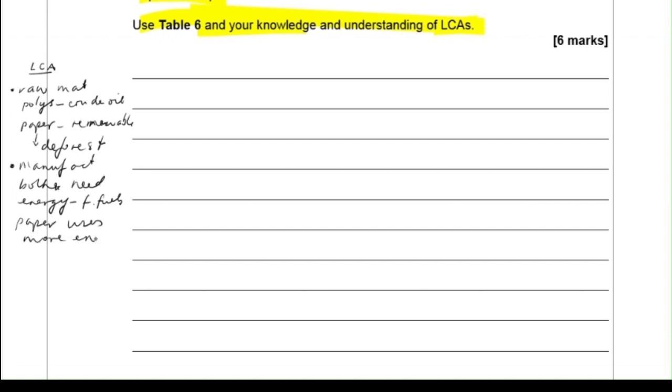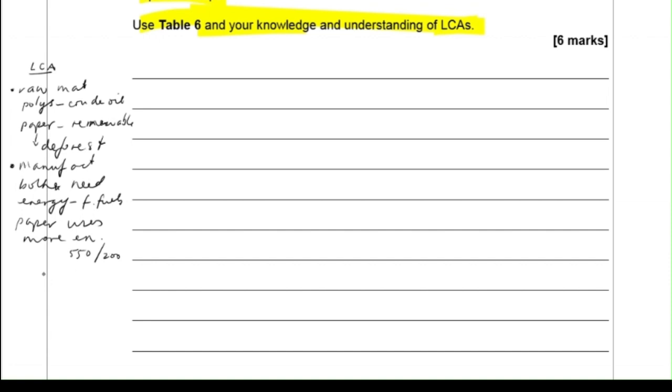For a paper cup, that's wood. That's its raw material, and it is renewable, but one of the negatives is deforestation. Manufacturing: they both require energy for manufacturing. Paper uses more energy and produces more CO2. Paper uses a lot of water, and it's heavier, so the transport is going to cost more.